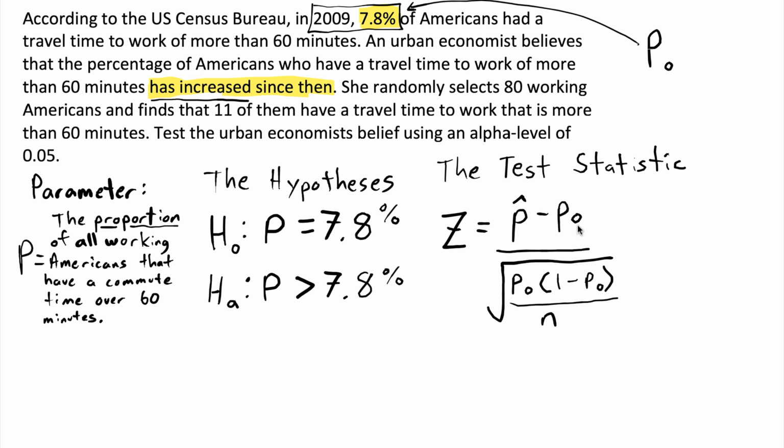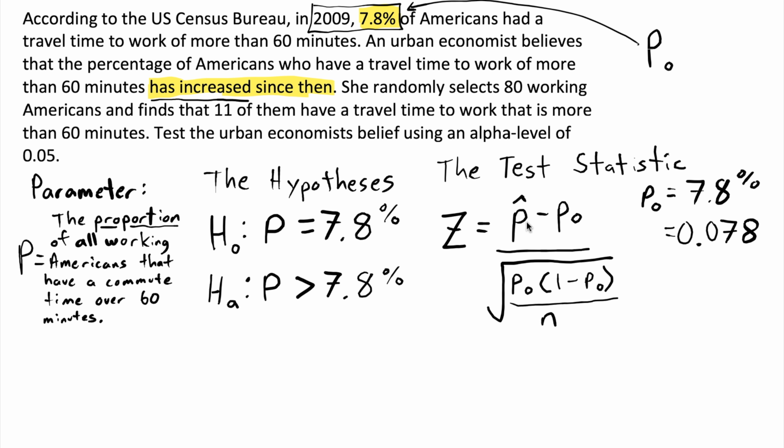Let's start with this p naught. The p naught is just the number that we were comparing our parameter to. It's the number that appears in our formal hypotheses. And we have to be a little bit careful because when we're working with numbers, we want to use the proportions and not the percentages. The decimal equivalent of this percentage, that's what we'll use in this formula.